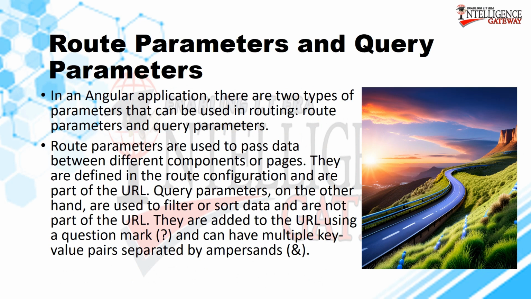Route parameters and query parameters. In an Angular application, there are two types of parameters that can be used in routing: route parameters and query parameters. Route parameters are used to pass data between different components or pages. They are defined in the route configuration and are part of the URL. Query parameters, on the other hand, are used to filter or sort data and are not part of the route path. They are added to the URL using a question mark and can have multiple key-value pairs separated by ampersands.